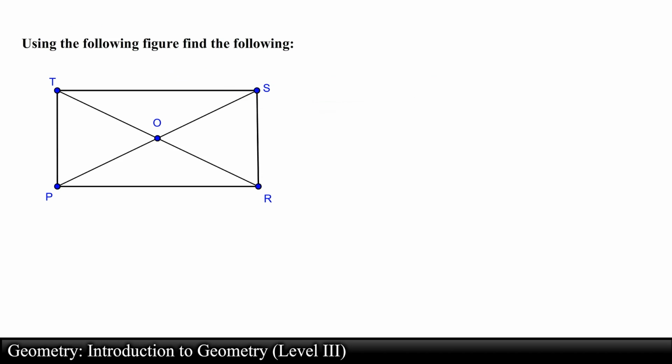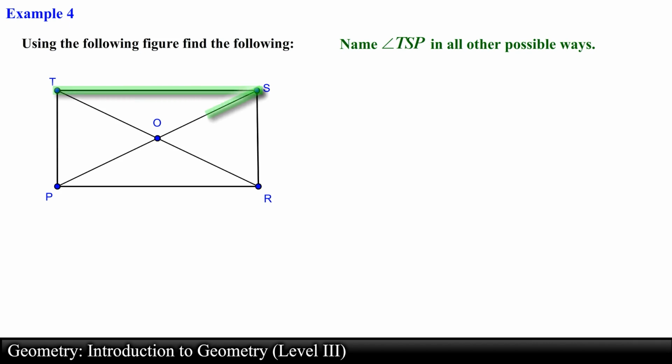Alright, let's try the next example. Name angle TSP in all other possible ways. Okay, let's first identify what angle the problem is referring to. So let's start at point T and move towards point S, and then move towards point P. So this is the angle referenced by the problem.